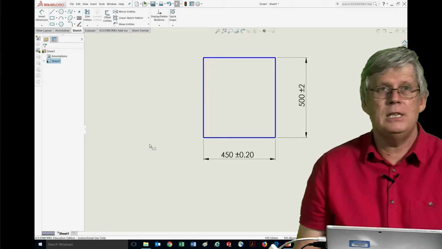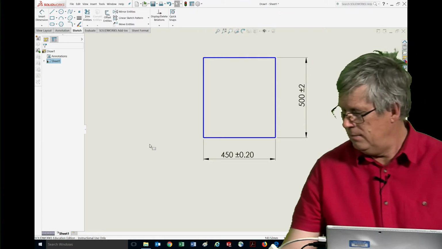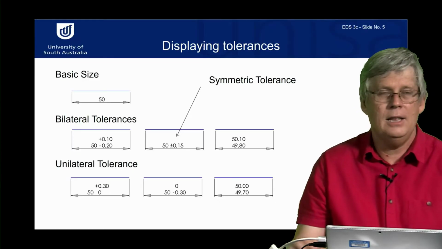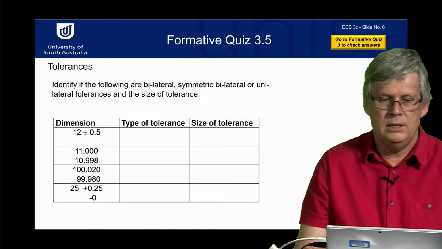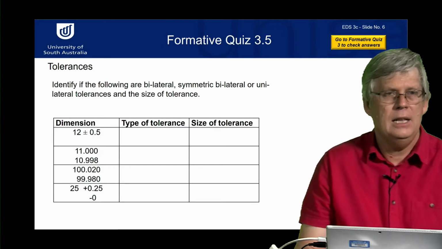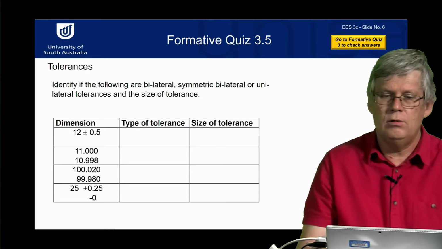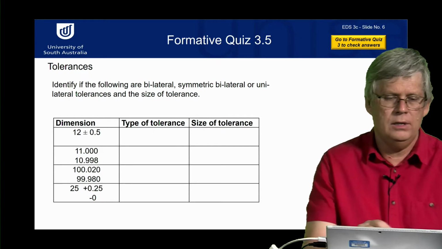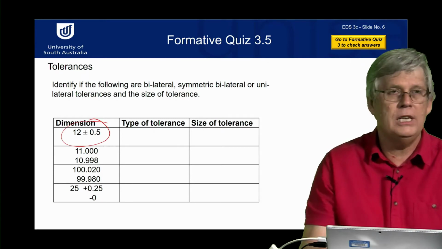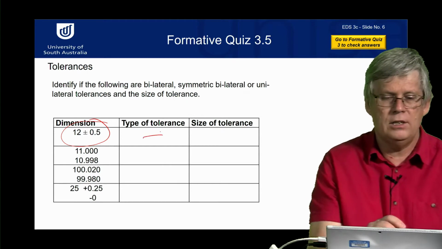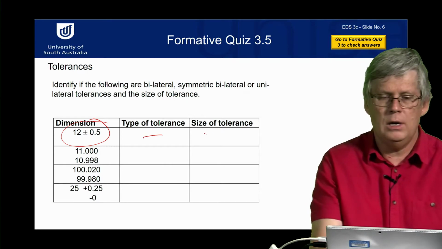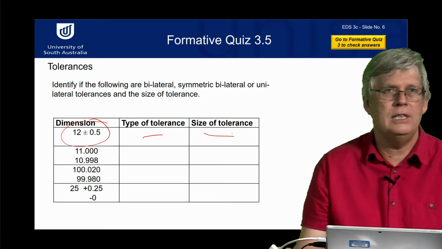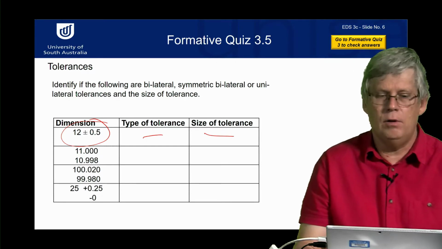Now I'll go back to the presentation. So that was looking at tolerances. Here's a little activity for you. Here's a dimension we see on the drawing, 12 plus or minus 0.5. What is the type of tolerance? And what is the size of the tolerance? You can check your answers in the formative quiz.